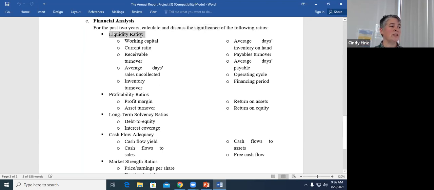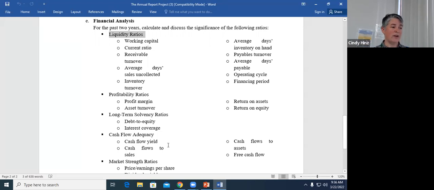But in each of these 5 areas, what happened to liquidity overall? Did liquidity improve during the 2 years from last year to the most recent year? And how do you know that? Is it because working capital and receivables turnover went up and three of the other things went down? That's the kind of significance I'm talking about. What does this mean for your company, based on what you're seeing, the change just from one year to the next.